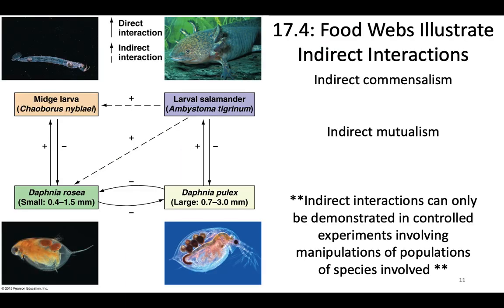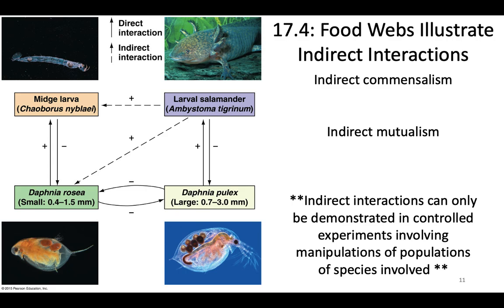Now let's talk about indirect commensalism and indirect mutualism. Indirect commensalism is basically any indirect interaction between two species that can qualify as commensalism, so one benefits and the other is not affected at all. And then indirect mutualism is when one species benefits the other species but doesn't actually directly interact with it.